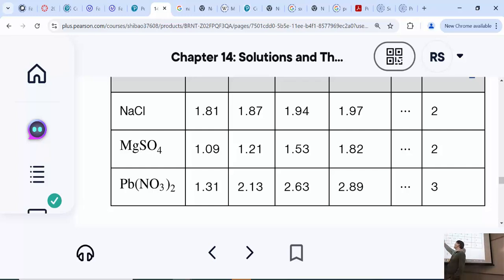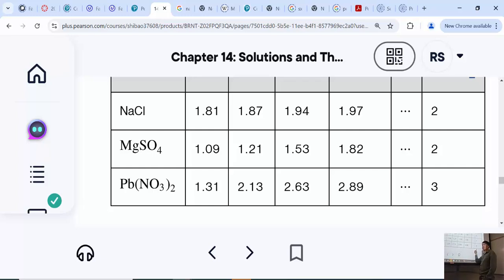Magnesium sulfate, same thing. It's a strong electrolyte. Sulfate is covalently bonded oxygen, so those oxygens don't come off. If it's covalently bonded, it's going to stay. So how many ions does this break up into? 2. Magnesium ion and sulfate ion. And ideally, that's 2. And then lead(II) nitrate should break up into how many ions? 3. One lead, 2 nitrate. 3, right? And so we're going to treat everything as ideal.